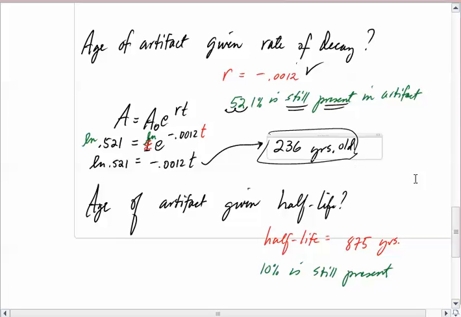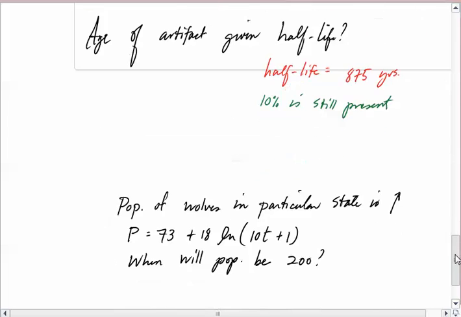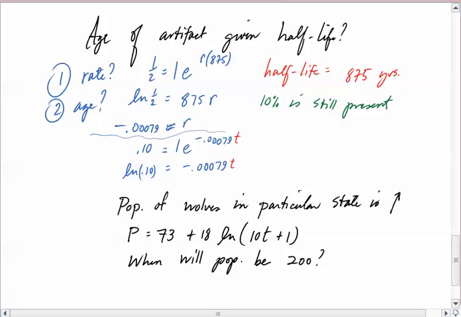Okay, one more, two more, or one more with another little starter for you. What about the age of an artifact given the half-life? So this problem is a two-step problem. First, we have to find the rate of decay. If we have to go from half-life to rate of decay, then we can find the age. Okay? So let me just put it down. Really quickly, again, it's a two-step process. First, find the rate of decay.